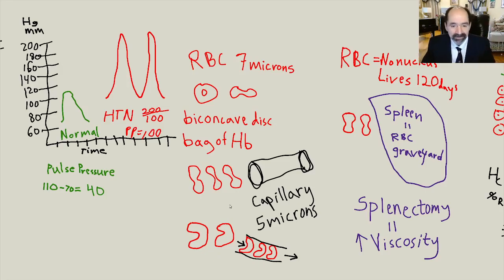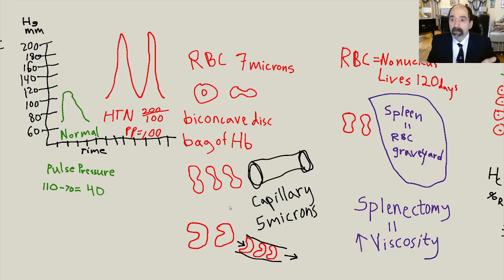But be that as it may, the RBC is deforming a little bit when it goes through the capillary. It has to deform to pass through the capillary because the RBC is 7 microns and the capillary is 5 microns. That's going to end up being a big deal because things that stiffen the red blood cell are going to make it harder for that red blood cell to pass through the capillary.